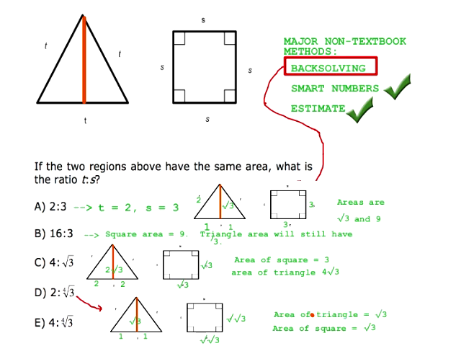Hey, look, we win. We did it. It worked. You get the same area. Cool, winner. So actually, this problem is pretty awesome, because literally every single major non-textbook method works. All of them, all 3. You can estimate it, you can smart numbers it, and you can back solve it. They all work. Pretty sweet.